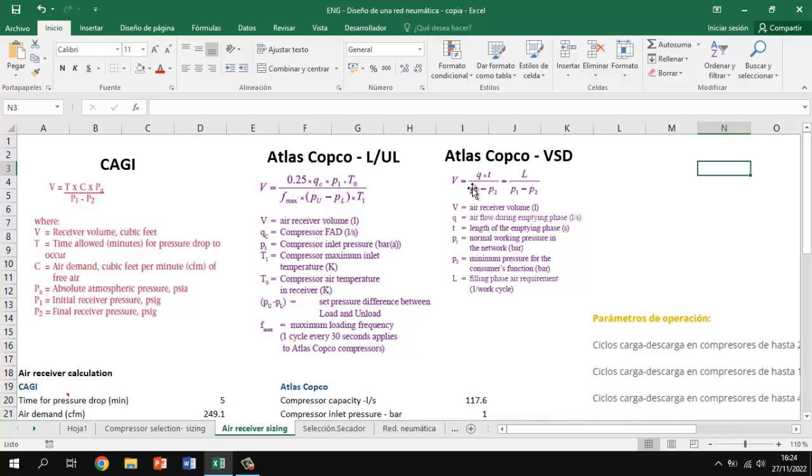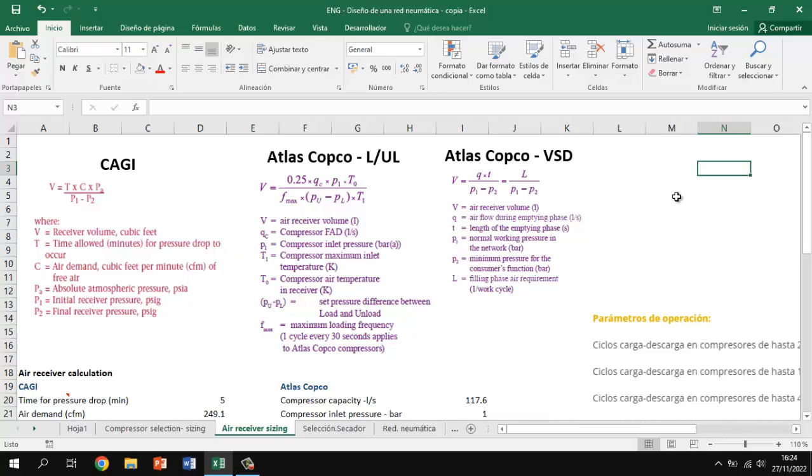And then we have this third equation that is also for Atlas Copco, but it's for VSD technology. So this is a special case if you are gonna buy an Atlas Copco VSD. In this case we are just gonna use the first and the second.